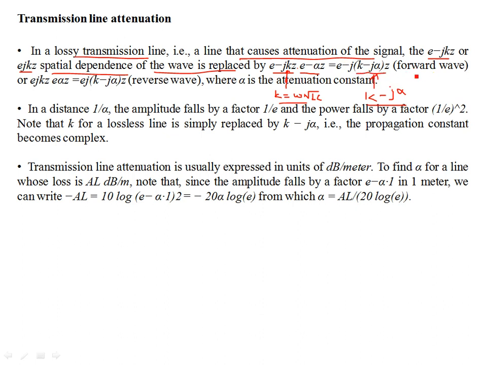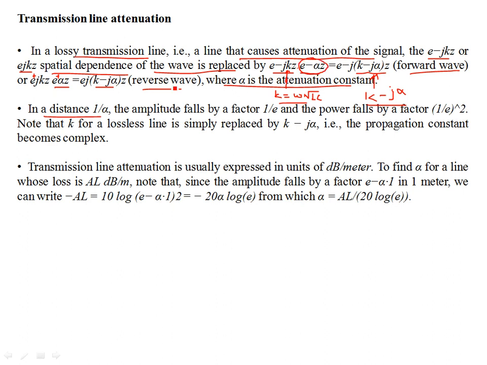Okay, and this is for the forward wave, the forward traveling wave in the plus z direction. For the negative z direction, or the reverse wave, this is e^(+jkz), so we have e^(+jkz) multiplied by e^(+αz). We have plus over here due to the opposing directions. So again, you have a complex propagation constant for a lossy line, and alpha over here is an attenuation constant. Okay, it's real.